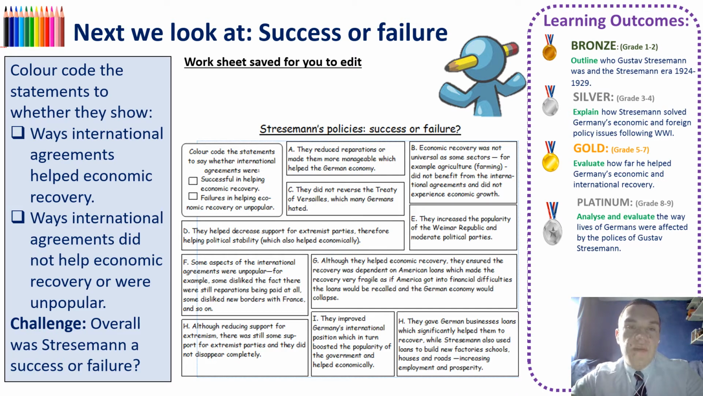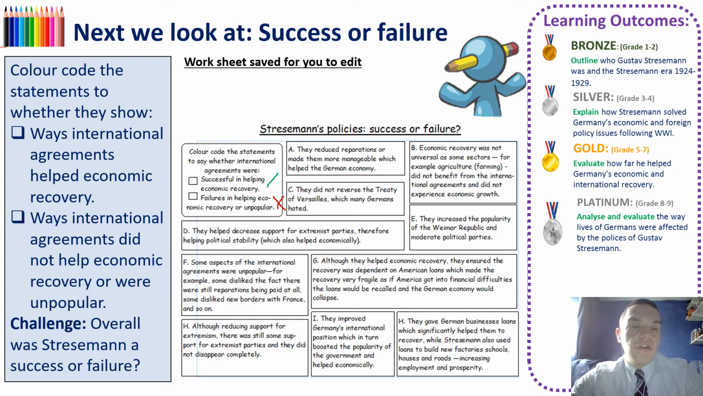What you need to do on these is colour code them once you've read through. Colour code the statements to say whether international agreements were successful in helping economic recovery, so I'll put a green tick there, or failures in helping economic recovery, or were unpopular. I'll put a red cross there. Then you need to read through each of these and give your own opinion as you go through. Again, as always, there's a challenge question which will help push you into those higher gold, platinum tiers, so grades 5, 6, 7, 8, 9.